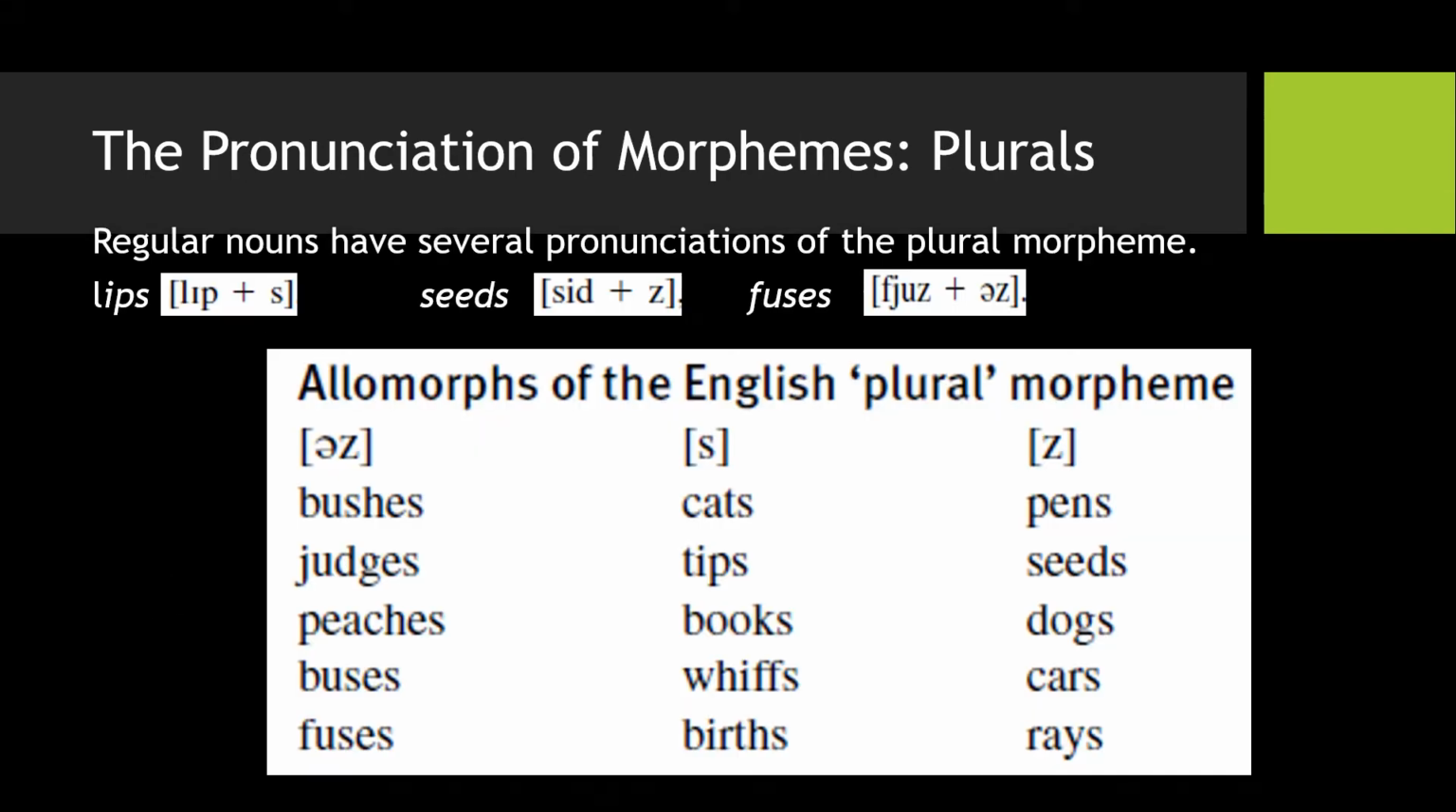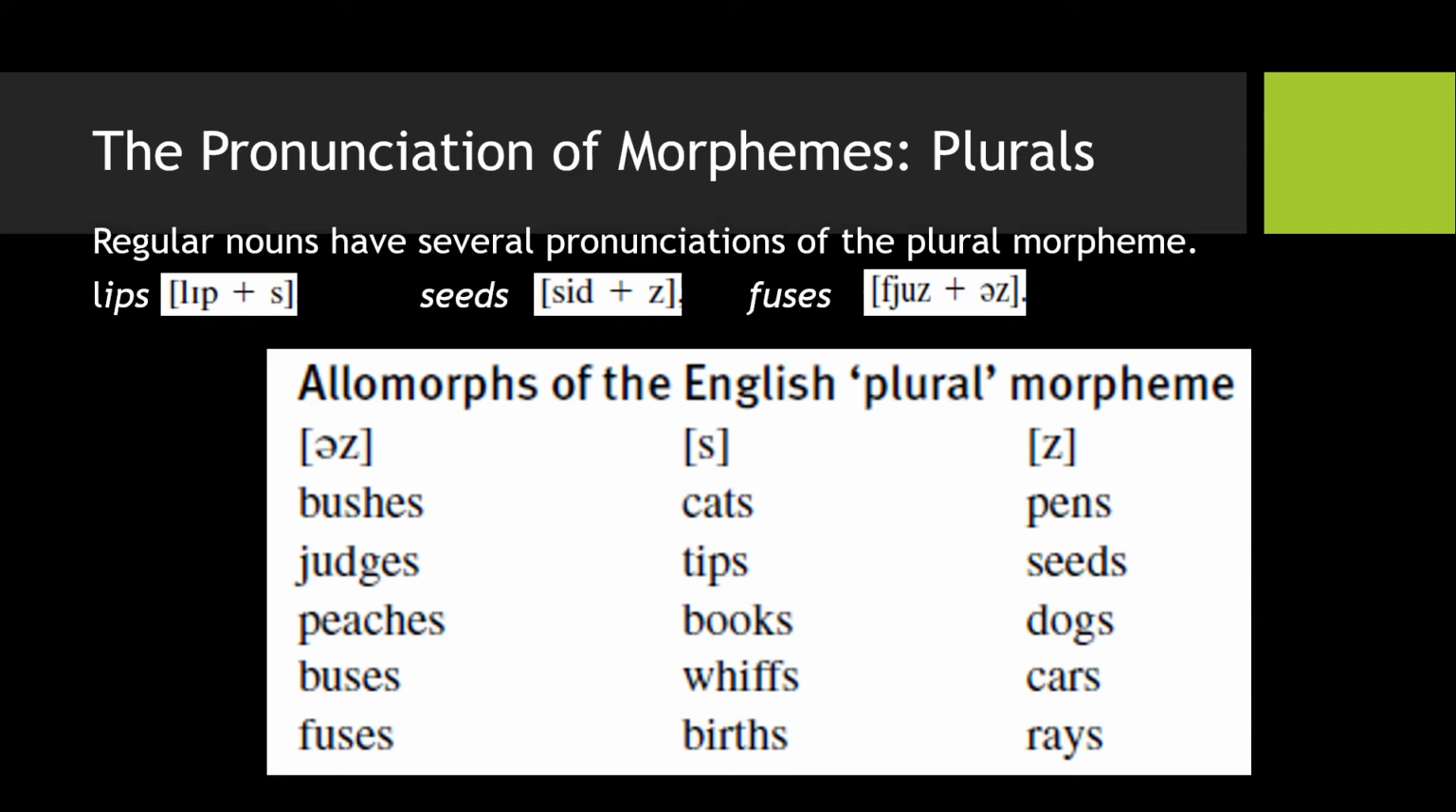Regular nouns have several pronunciations of the plural morpheme. If we add the morpheme S to lip, it is read as lips. If we add the morpheme S to seed, it is read as seeds. If we add the morpheme S to fuse, it is read as fuses. Now, these are the allomorphs of the English plural morpheme.